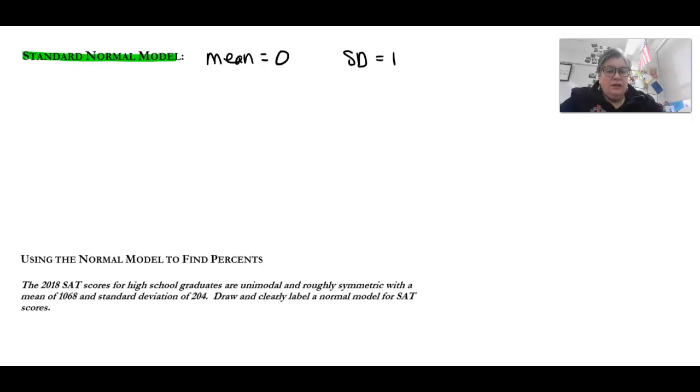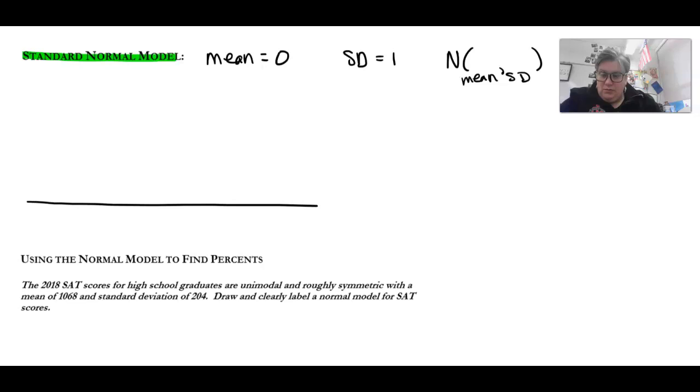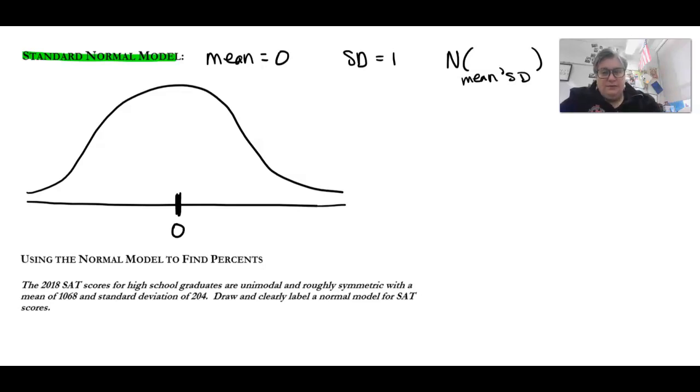The notation that we'll use whenever we have a normal model is N, and then the mean goes first, and then the standard deviation. Okay, so let's draw a normal model. A normal model is a kind of bell curve, and your curves don't have to be perfect. What matters the most is your tick marks. I always make my mean a little thicker so I know it's the center, and so my mean is 0.